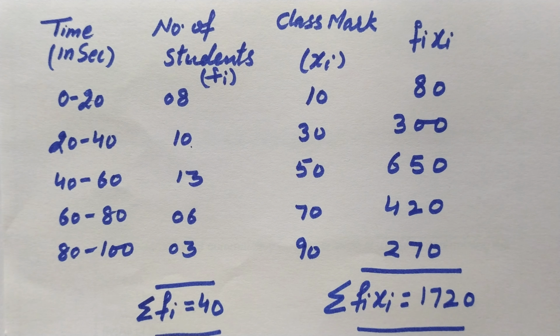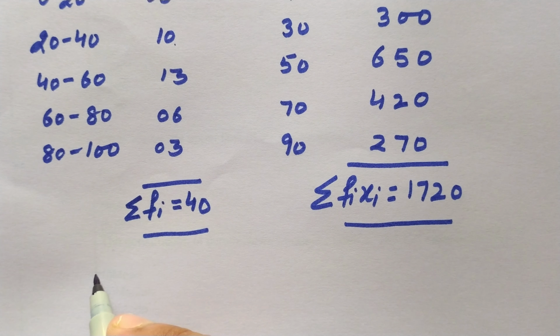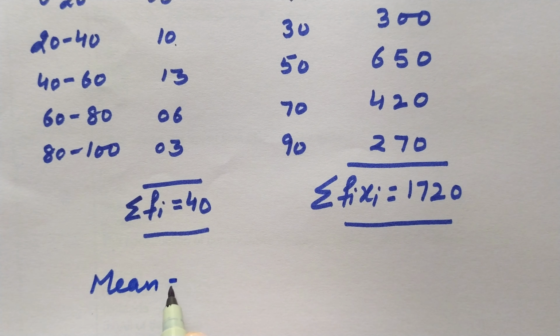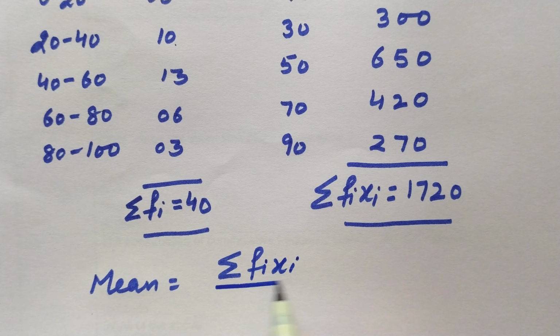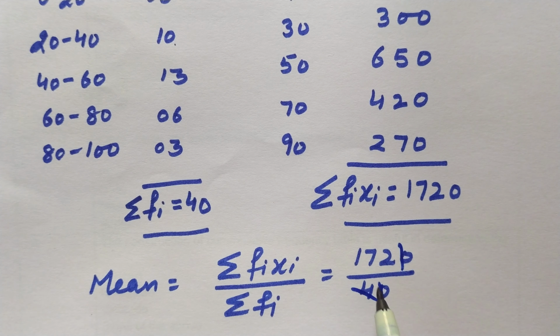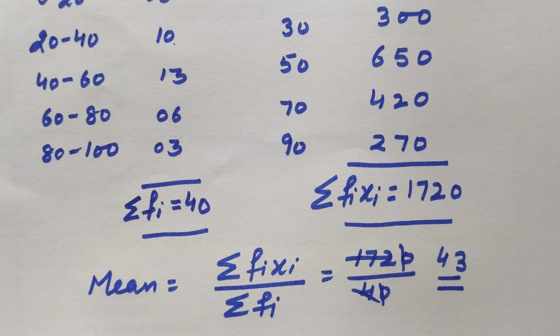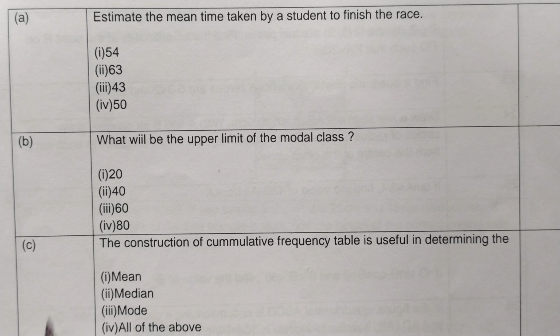So how do we find the mean now? The formula for mean is sigma fi xi over sigma fi, right? So that is 1720 over 40. If you cancel these, you will get 4 4s are 16 and 4 3s are 12. 43 is the right answer for this mean. So here it is 43.